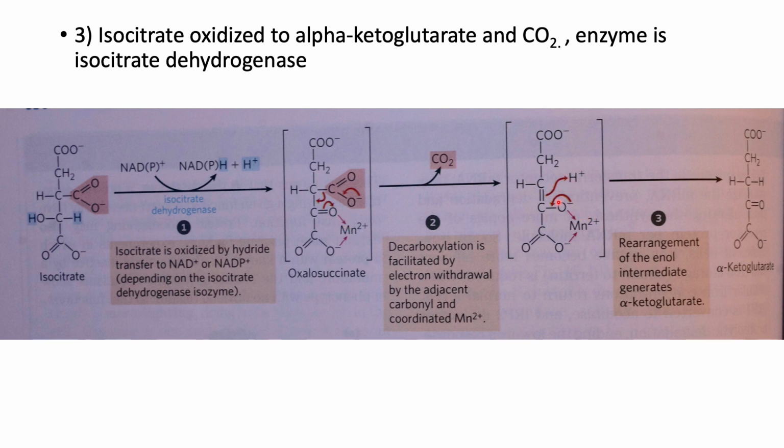And then the reaction goes back, picks up a proton, and now you have alpha-ketoglutarate. This is a rearrangement of the enol intermediate. And then you get alpha-ketoglutarate on this end.